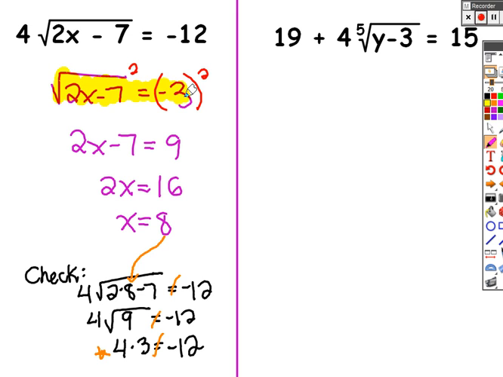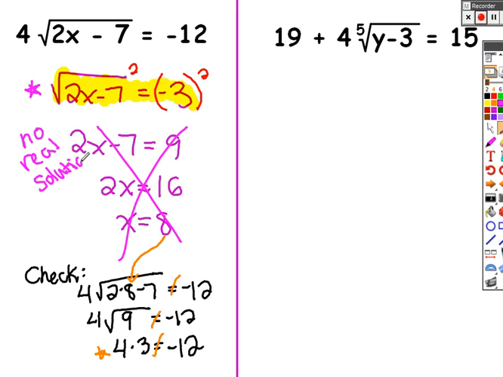Are there any numbers where I can take the square root of them and get out a negative? No, I mean the square root of 9 would be 3. The square root of negative 9 would give you an imaginary number. So actually at this point you could just stop, cut off the rest of the problem and say no real solutions. So there's no value for x that would make this equation true.